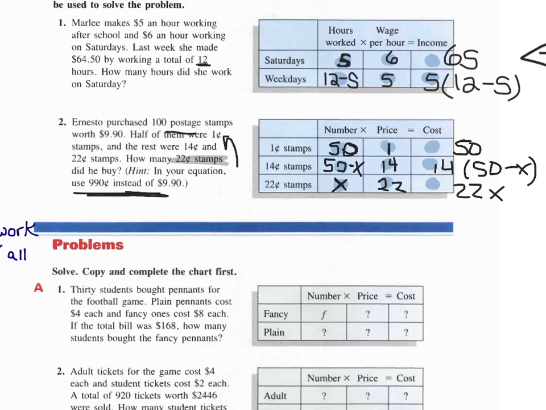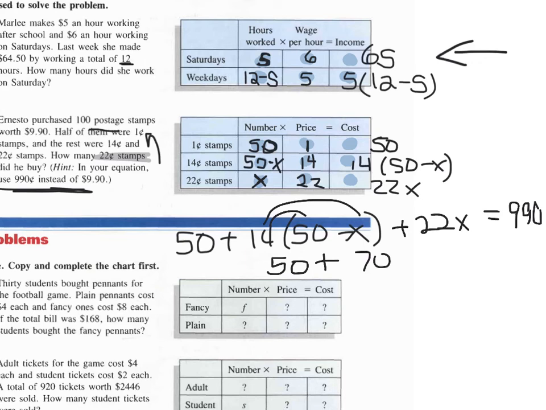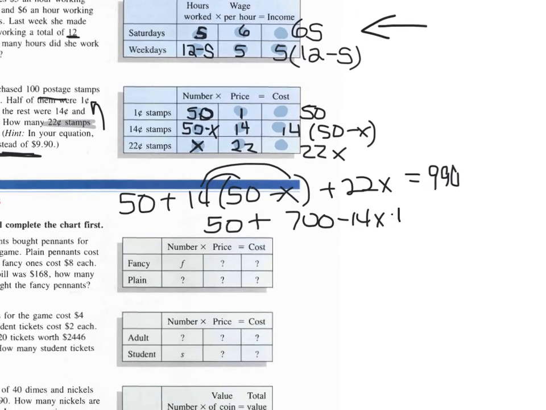So again, if we were to set up our equation, we're going to take each one of those. So we're going to do the 50 plus the 14 times the 50 minus x plus the 22x, and it equals 990. And I think I'll have time to solve it. So let me just go ahead and distribute. So 50 stayed the same. 14 times 50 gives me 700. 14 times the negative x gives me negative 14x plus 22x equals 990.